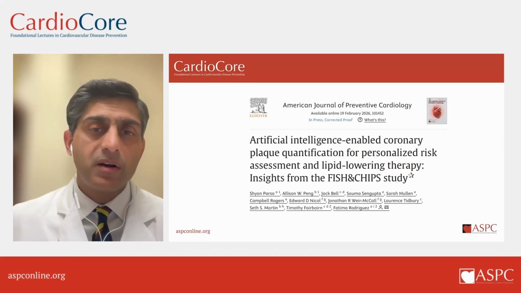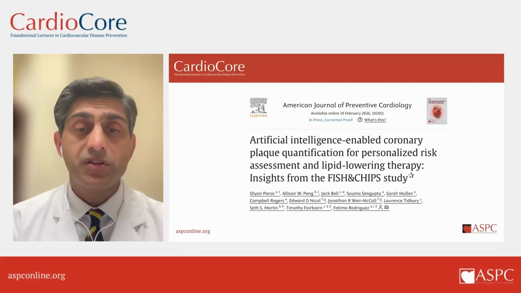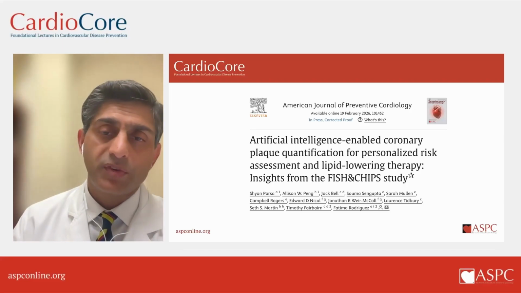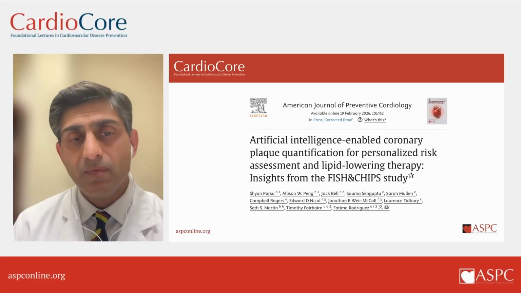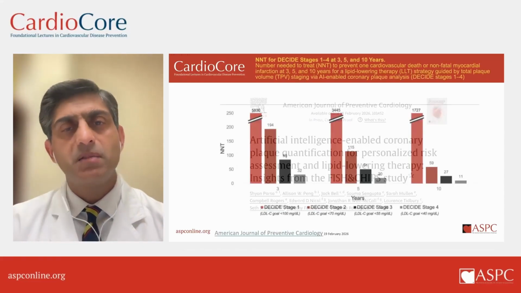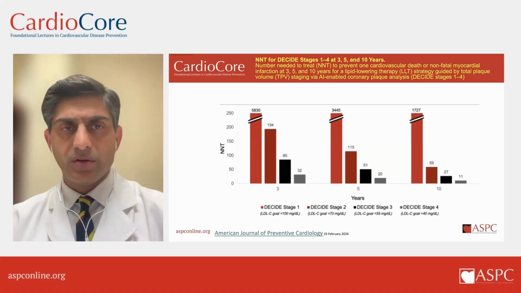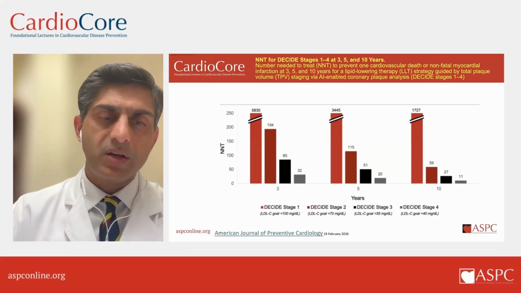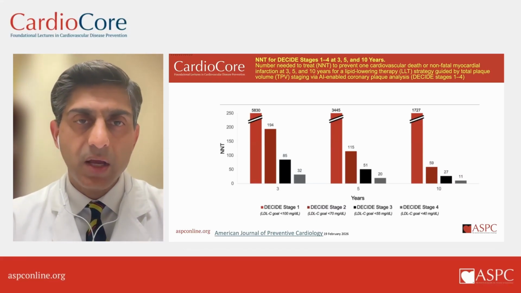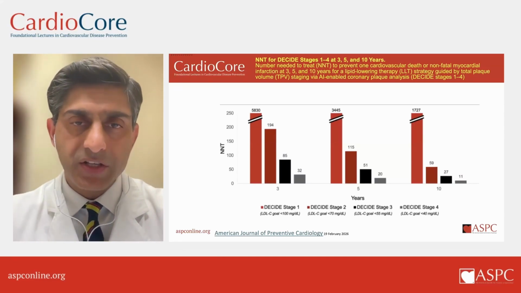Now, this is a very nice article that came out in the American Journal of Preventive Cardiology at the beginning of this year. And it talked about AI-enabled coronary plaque quantification for personalized risk assessment. How do we get any insights from the Fish and Chips study? What I liked about this is they talked about the fact that if we used AI technology and we decided, depending on the different stage of atheroma, what would be, quote, the projected number of people that would need to be treated to reduce one cardiovascular event.